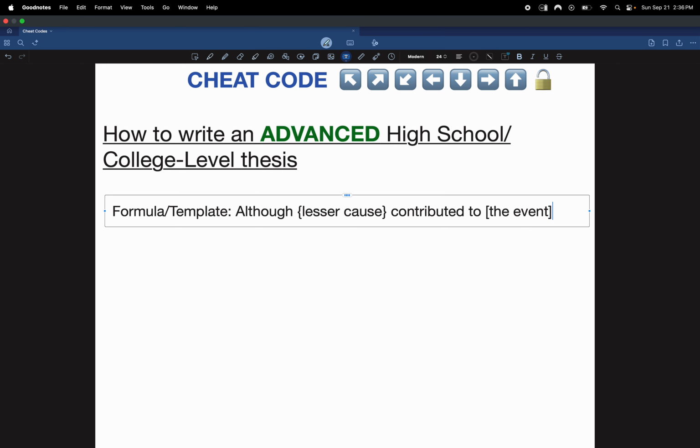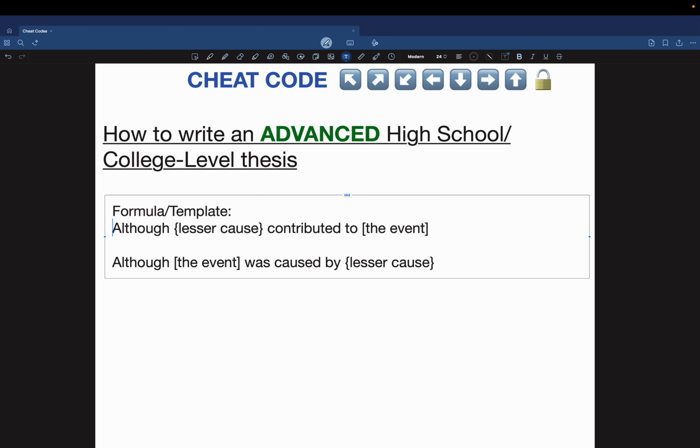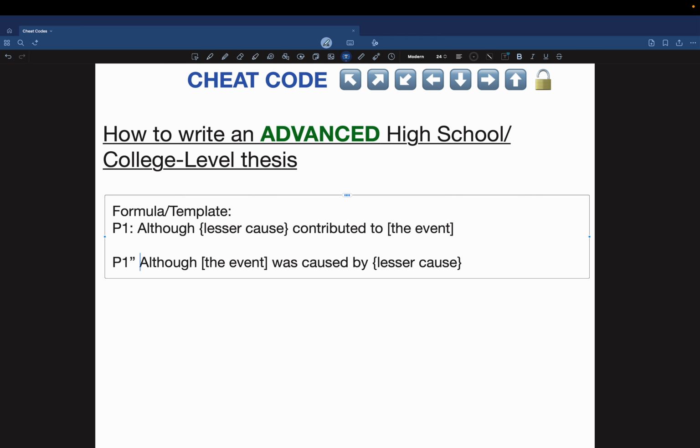Now you could even phrase it this way, although the event was caused by lesser cause. So that's going to be part one. So I'm going to just write P1, and this is just another way to phrase P1.